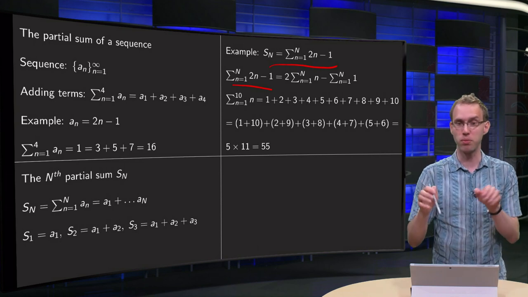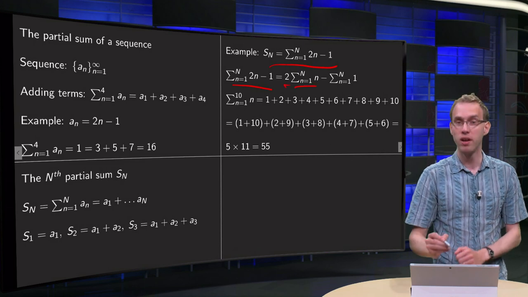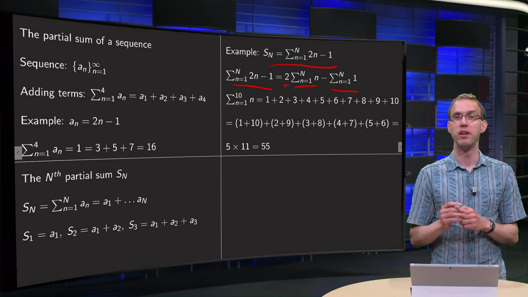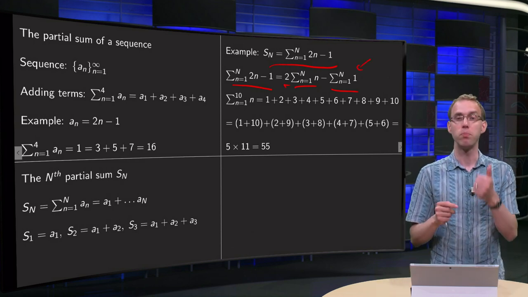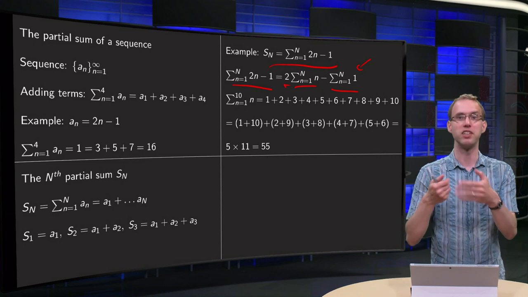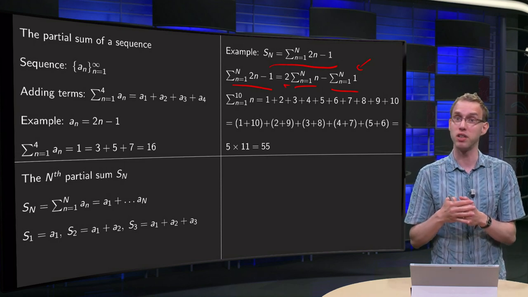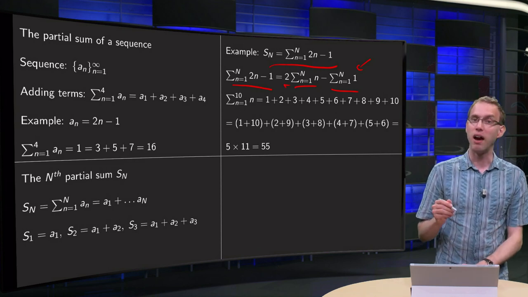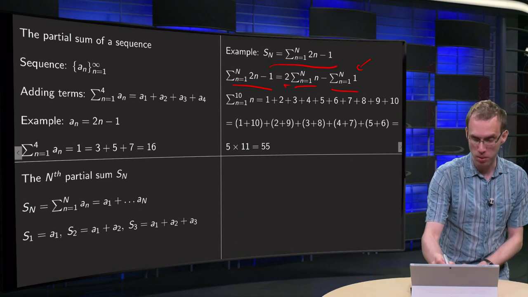We can split the sum up and take the 2 in front to get 2 times the sum of small n, minus the sum of 1. Well, this second sum is easy because that says 1 plus 1 plus 1, etc., capital N times, so that will just yield capital N as a sum. The first one is a bit more tricky, and we can evaluate that using an example.